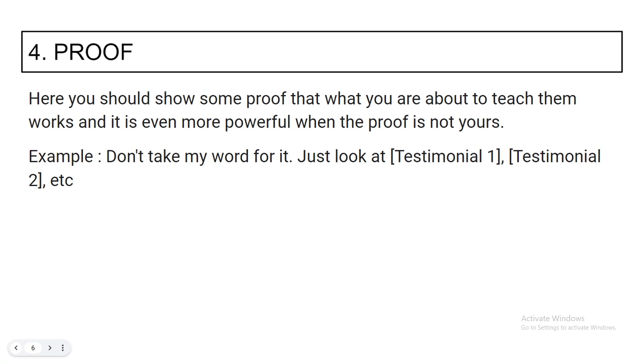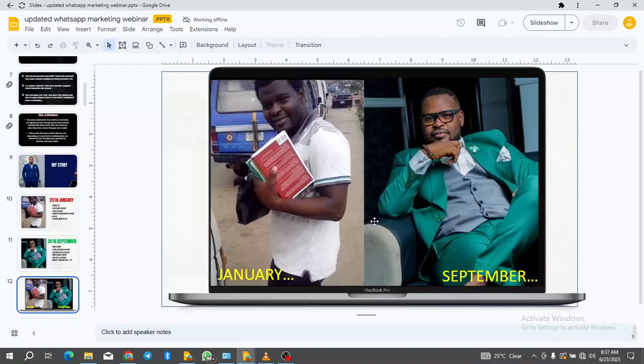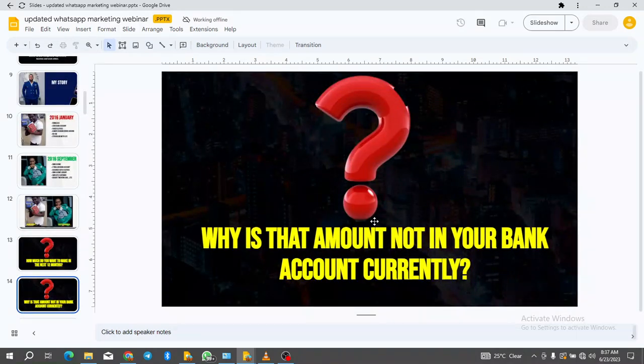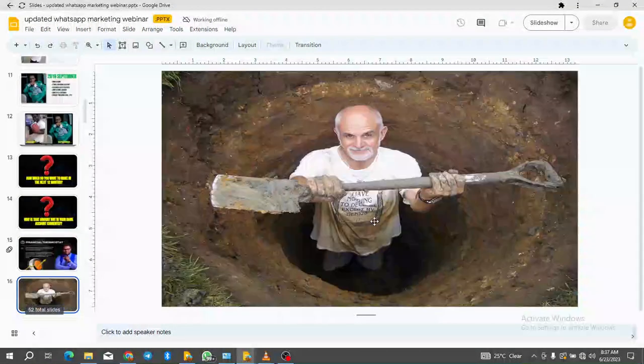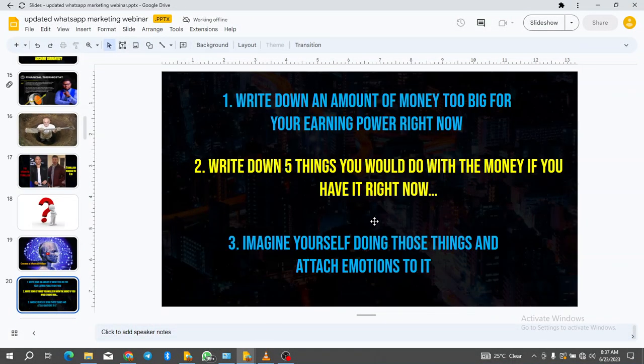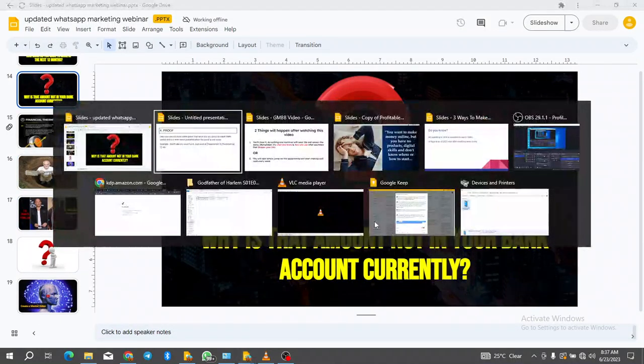All right. So you say something like, don't take my word for it. Look at so and so person. Now, I want to show you some examples of proof. Let me see if Sam Abad has any proof here. Okay, so he didn't use proof directly here, or you will see it in some of his other pages. Some people use the proof at the end, but it's also good to put a proof in the beginning.